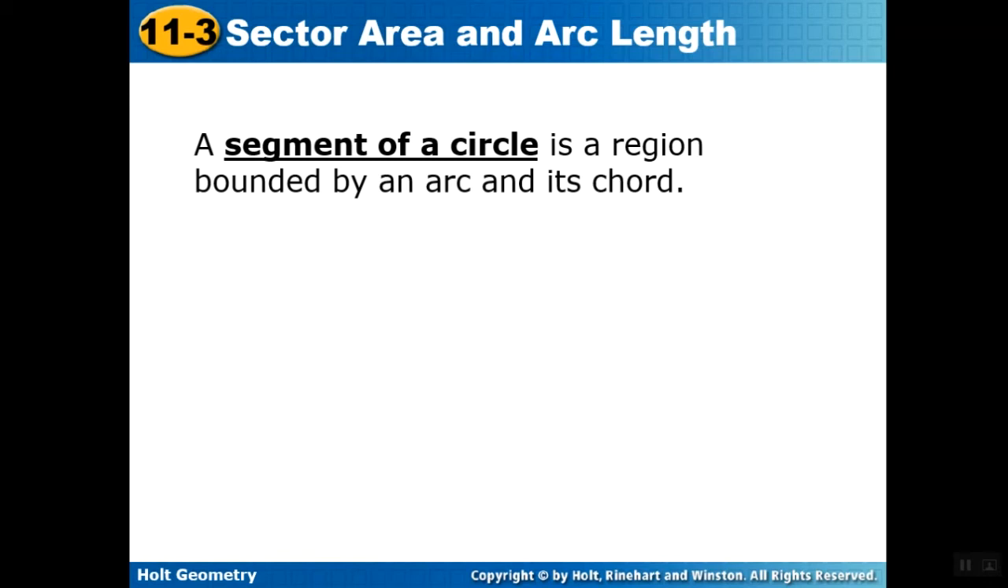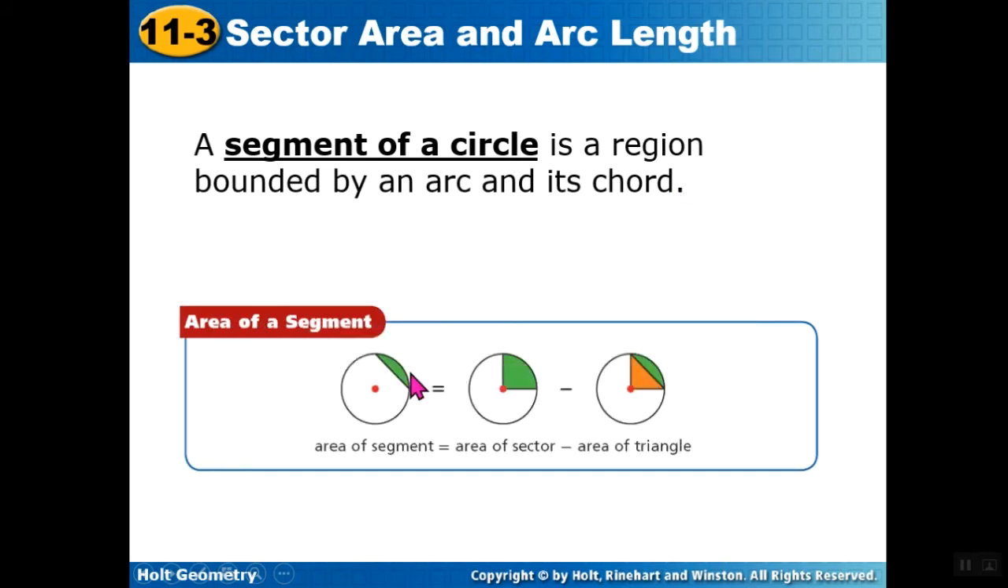A segment of a circle is a region bounded by an arc and its chord. What's the meaning of this? Now, look at this figure. In this circle, all the orange with the green, as we said before, we call it a sector. This green one all is the sector.